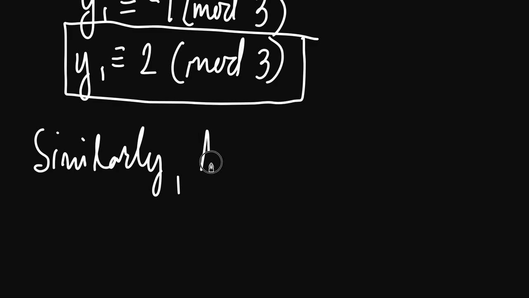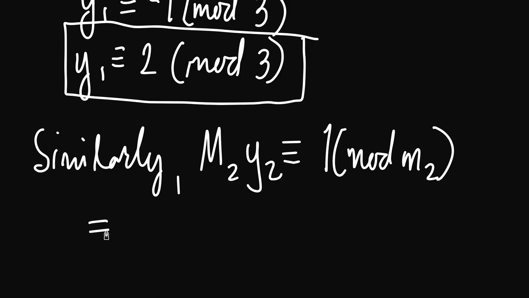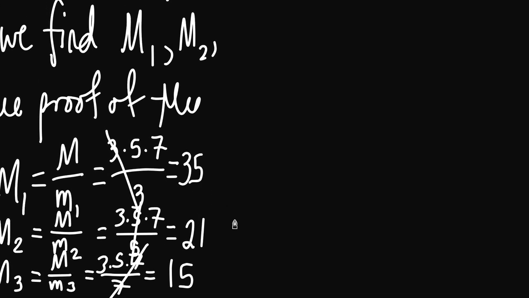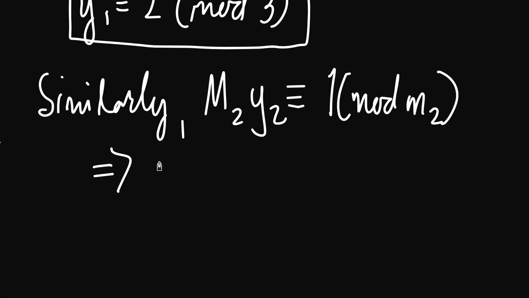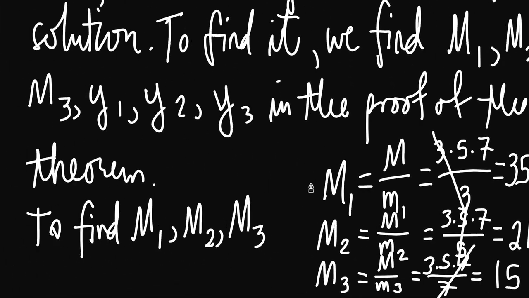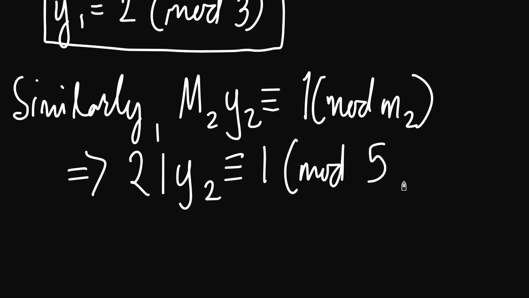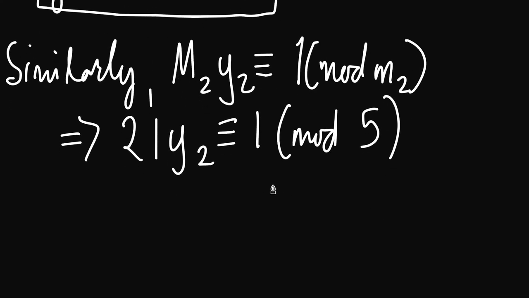we say big M sub 2, y sub 2 is congruent to 1 mod small m sub 2. So this implies that, recall our M sub 2 is equal to 21. So what we have is 21 y sub 2 is congruent to 1 mod m sub 2. What's our m sub 2? It's equal to 5. Okay, so 21 mod 5 is equal to 1 mod 5.